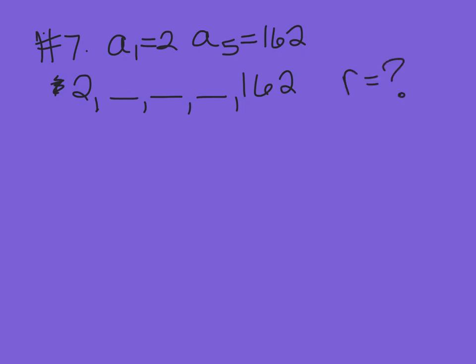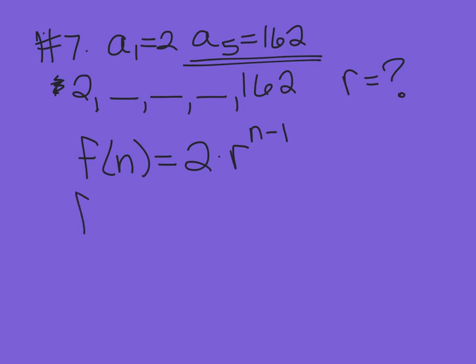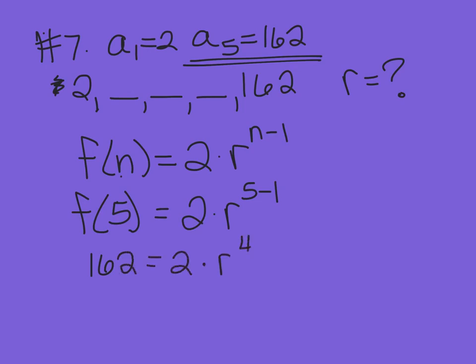All right, we're going to set up our explicit equation. Our explicit equation is always f of n equals, and then the first term, which in this case is 2, times, and then we don't know r yet, to the n minus 1 power. So we know the fifth term, so we're going to use that. We're going to say f of 5, the fifth term, is 2 times r to the 5 minus 1, right? Because if n is 5, then n minus 1 is 5 minus 1. So our fifth term, we know, is 162 equals 2 times r to the 4th power.